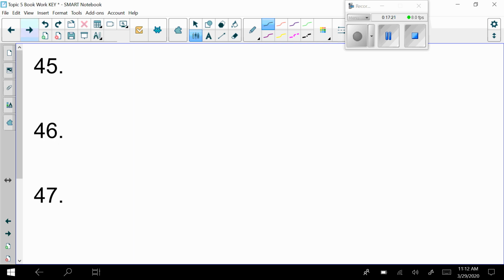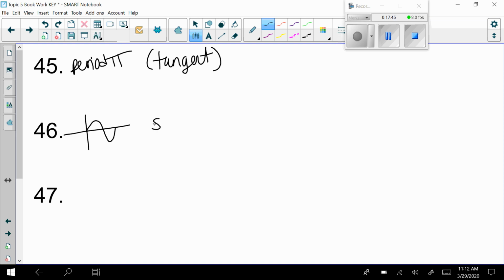These ones were just, you have to identify one that fits the description. So 45, the big indicator here is the period's pi. So this is going to be tangent. The other ones are 2 pi. 46, period's 2 pi and passes through the origin. That's going to be our good old sine function. So that's sine. And for 47, the period is 2 pi again, passes through the point pi over 2, 0.